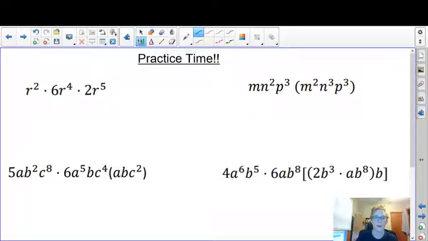Let's go ahead and work on some practice problems. So first I'm going to identify any coefficients. Remember, the word coefficient means the number in front of the variables. So I have the coefficient of 6 and the coefficient of 2, and I'm multiplying in between them. So 6 times 2 is simply 12.